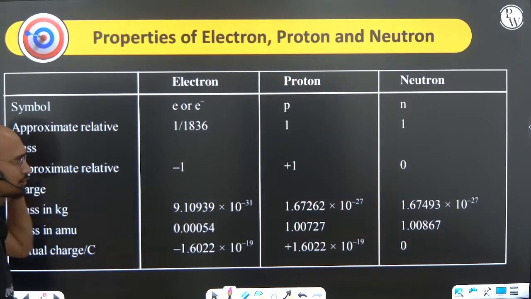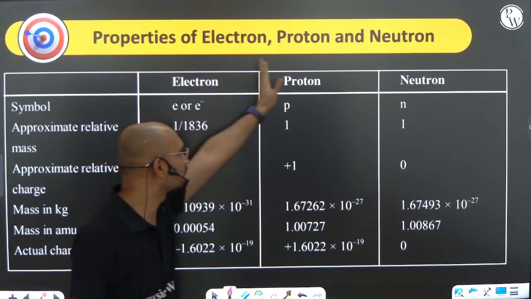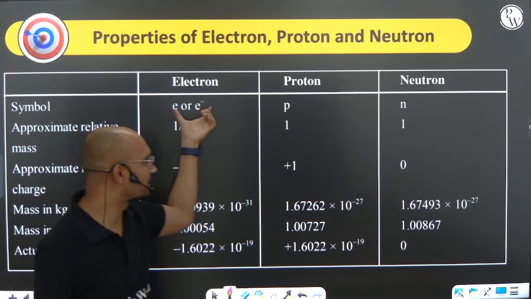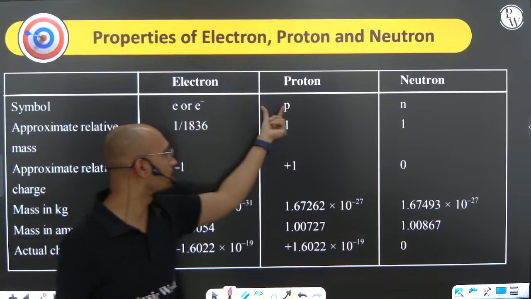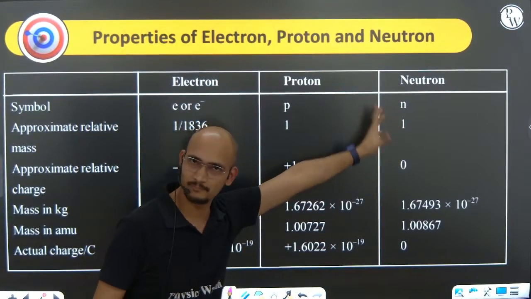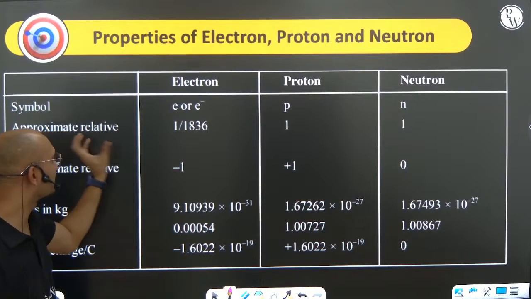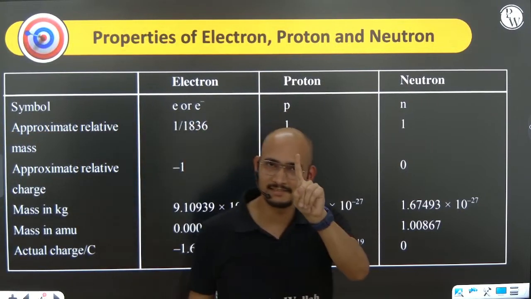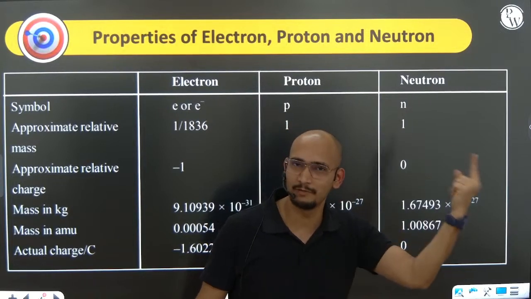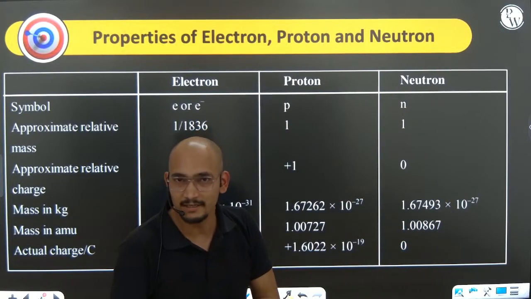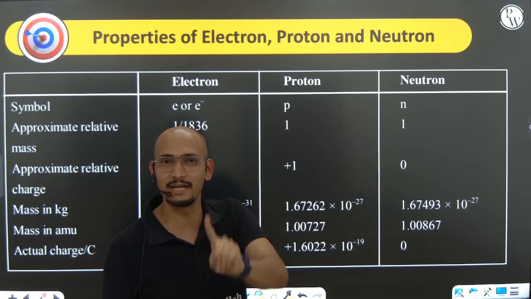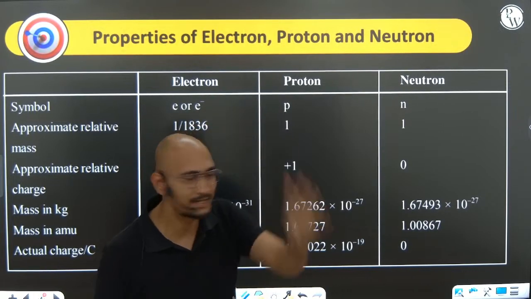A few things you have to keep in mind are these properties of electron, proton, and neutron. You know the symbol of electron is e or e minus, proton is p or p positive, neutron is n or n0. Now the approximate relative masses. If proton has a mass of 1, the neutron is also considered to be 1. If someone asks you the mass in atomic mass unit, the hydrogen atom or proton will have 1 amu of mass.